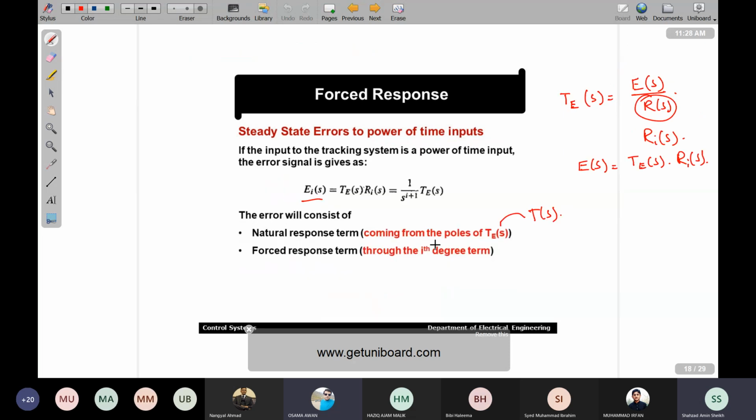ठीक है जी. हलीमा बीबी, मोहम्मद अली, any questions? सर समझ आ गई. Okay, great.